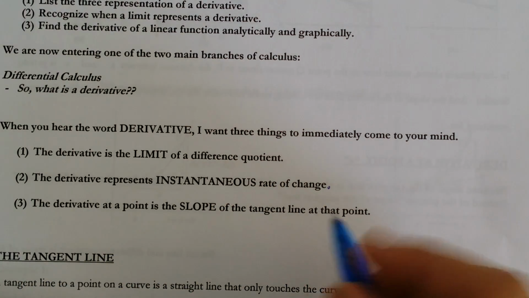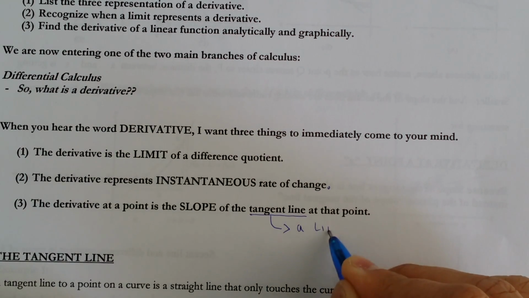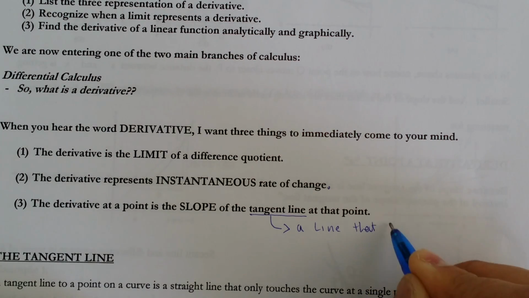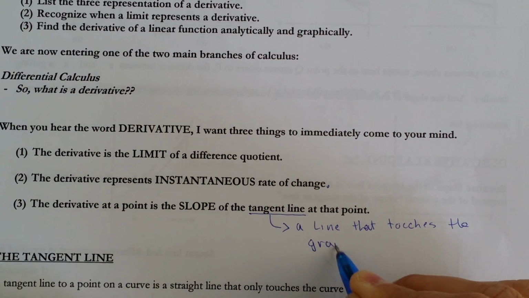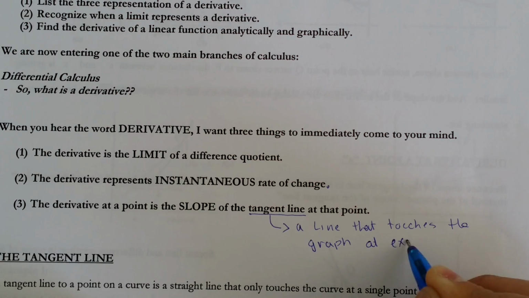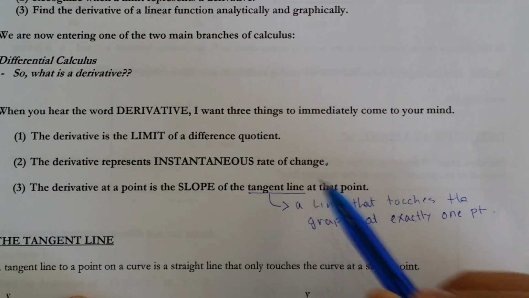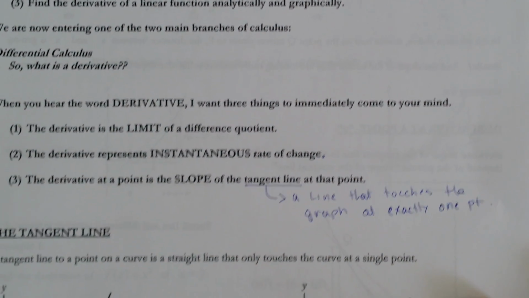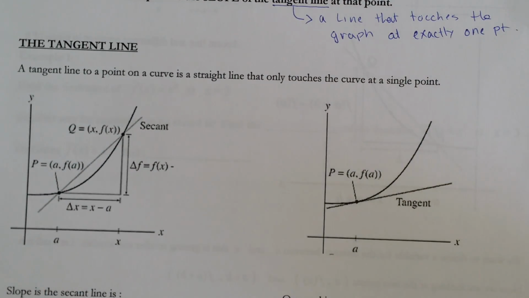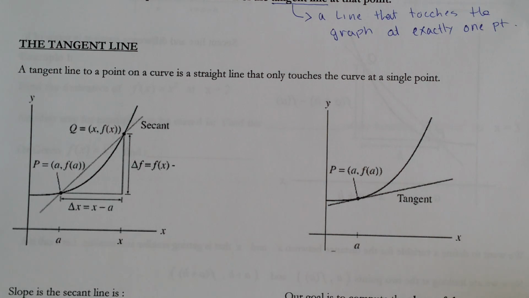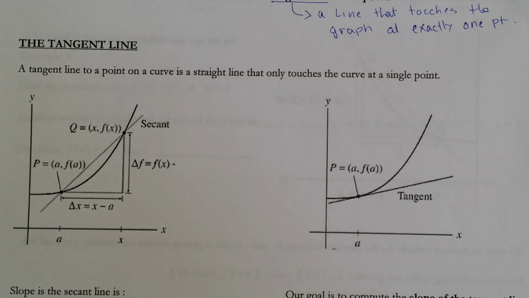Remember that a tangent line is a line that touches the graph at exactly a point. Okay, so that's a tangent line. Now, let's go on to first understand the tangent line, and then I will eventually show you how to find the derivative.